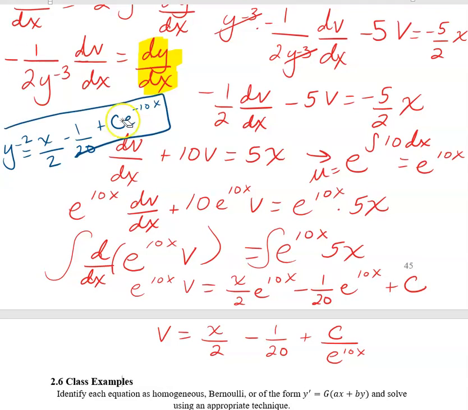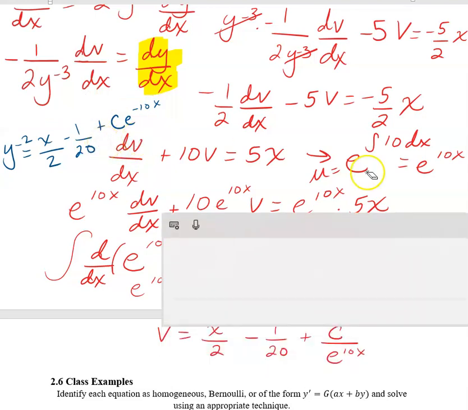Whew, there we go. So that is solving when you have an equation that looks like what's called a Bernoulli's equation. All right, and we'll do some practice with these in class.